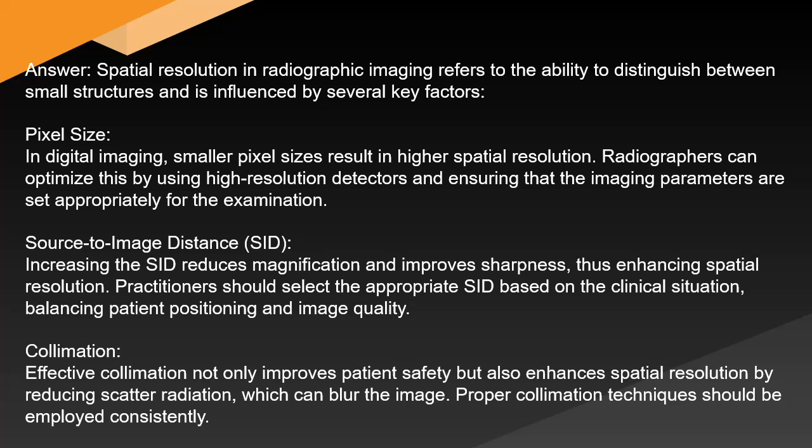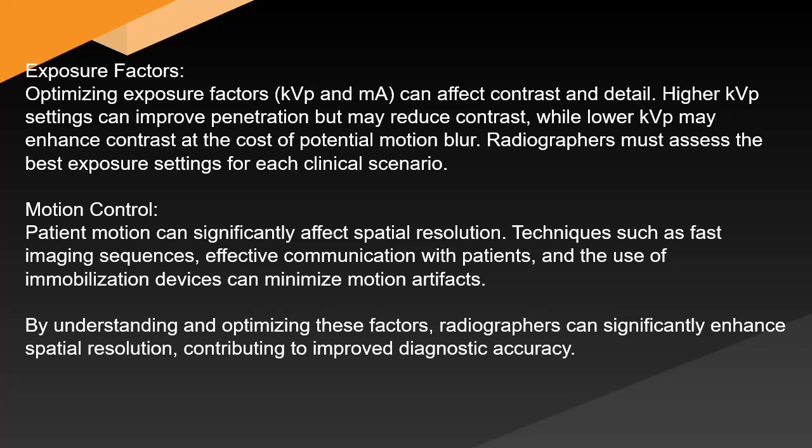Collimation. Effective collimation not only improves patient safety but also enhances spatial resolution by reducing scatter radiation, which can blur the image. Proper collimation techniques should be employed consistently. Exposure factors. Optimizing exposure factors kVp and mAs can affect contrast and detail. Higher kVp settings can improve penetration but may reduce contrast, while low kVp may enhance contrast at the cost of potential motion blur. Radiographers must assess the best exposure settings for each clinical scenario.